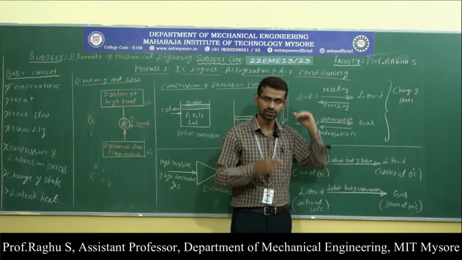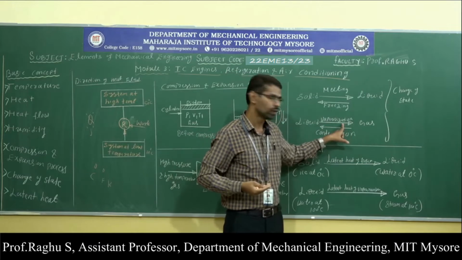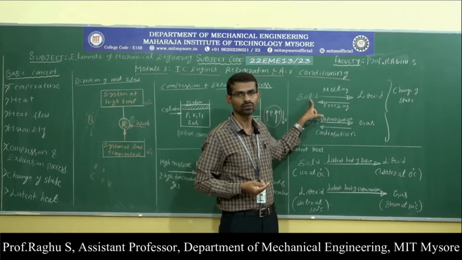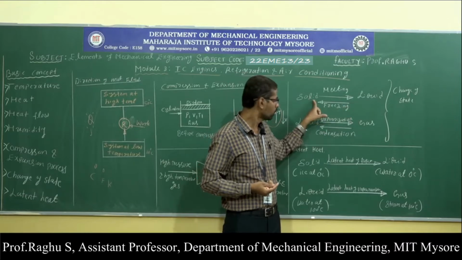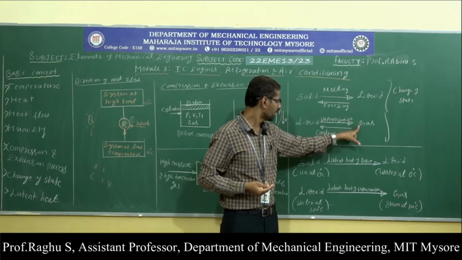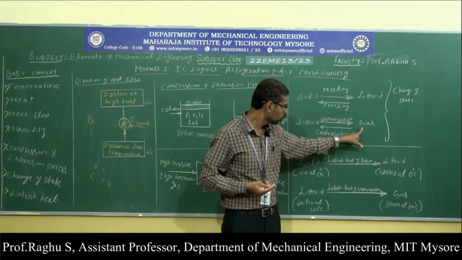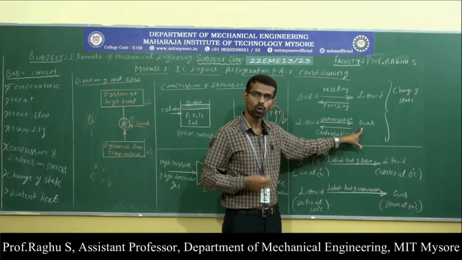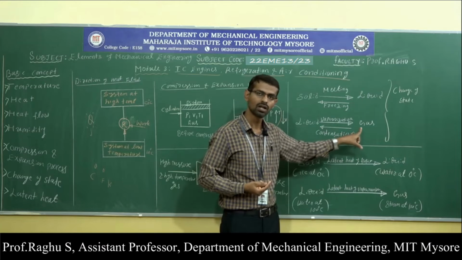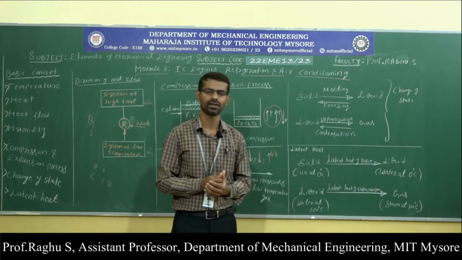Change of state from solid to liquid is called melting, ice to water. Liquid to gas is called vaporization. Change of state from liquid to solid is called freezing, example water to ice. Example of vaporization, water into steam. Next, change of state from gas to liquid is called condensation. Example, steam to water.